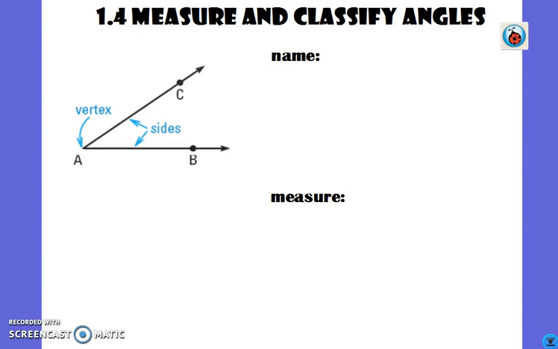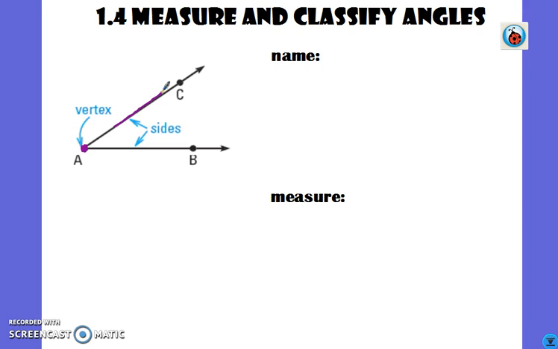So our lesson today is about angles. We're talking about measuring them and classifying them. We've talked about this a little bit already. So the first thing I want to talk about is, did you remember that the corner of the angle is called the vertex? And then those two rays that come off of there, we call those the sides of the angle.